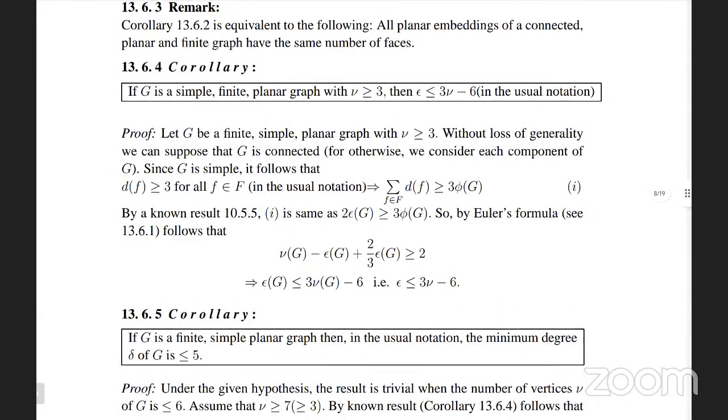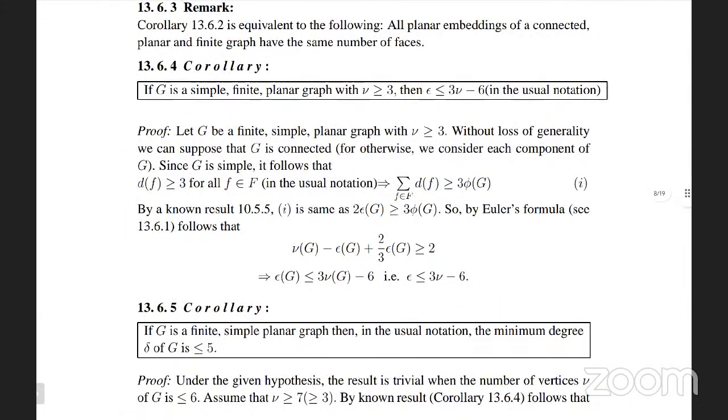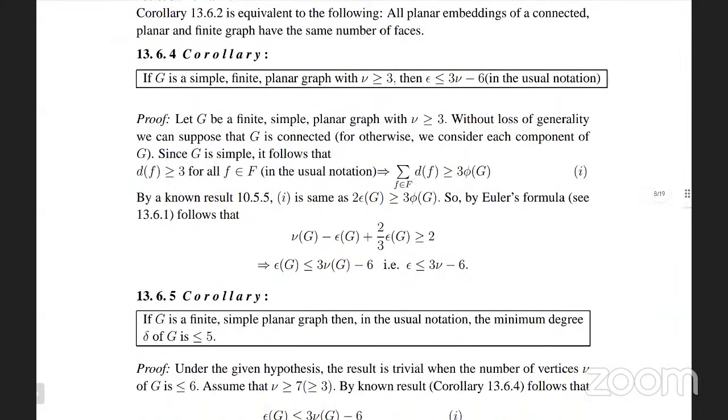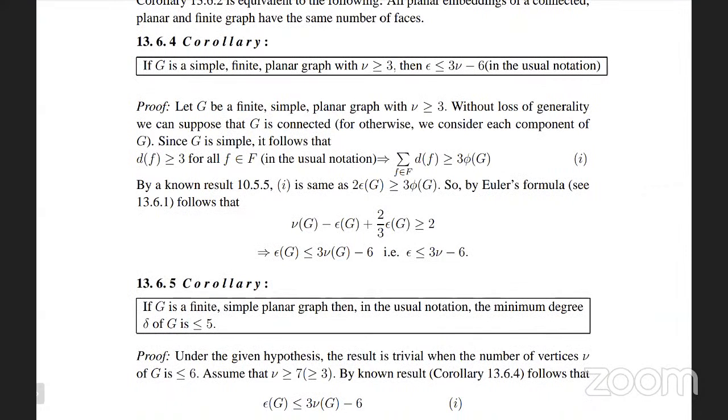Next, another corollary is the most important one for the 5 marks, 13.6.4. So, if G is a simple and finite planar graph with V greater than or equal to 3, then epsilon is less than or equal to 3V minus 6. From the proof point of view, I am letting G be a finite and simple planar graph with V greater than or equal to 3.